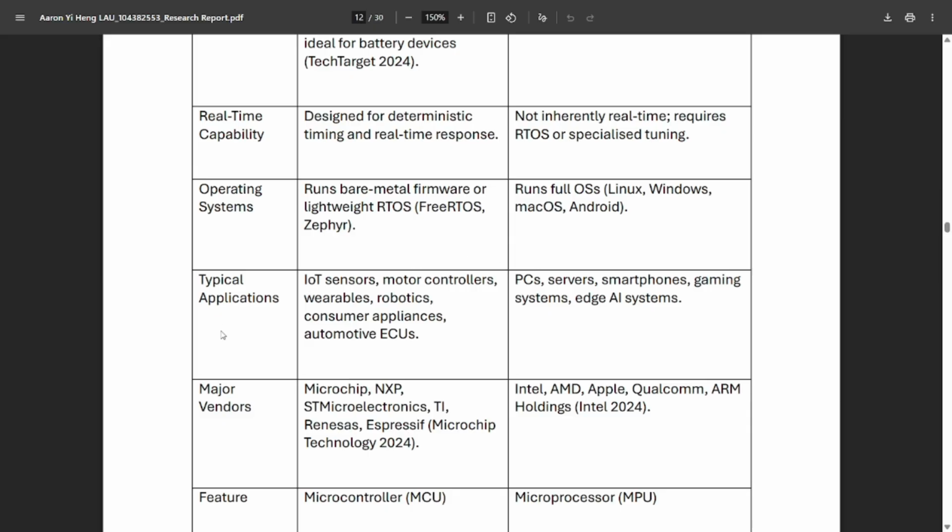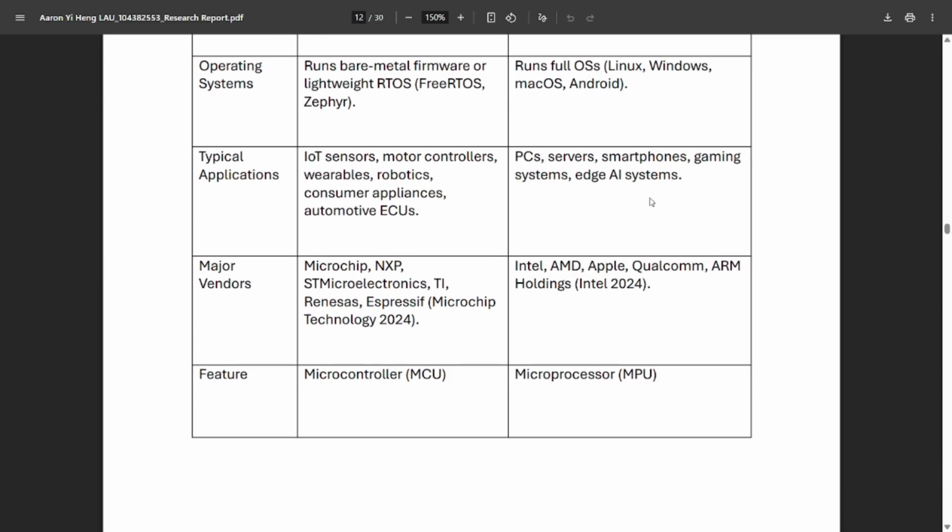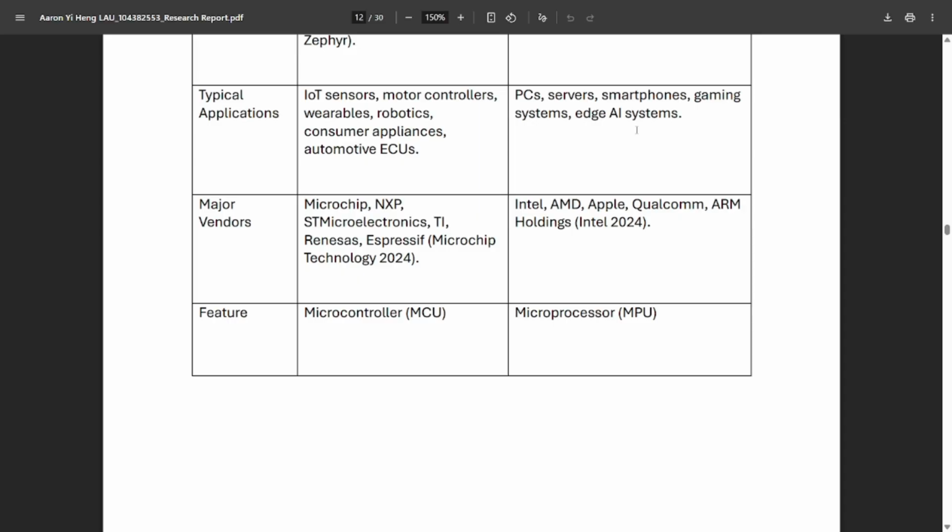For the next point, applications. MCUs appear in IoT sensors, motor drivers, robotics, wearables, smart home devices, and automotive ECUs. They excel in control, sensing, and low-power applications. MPUs are used in PCs, servers, smartphones, gaming consoles, edge AI systems, and any environment requiring high computational power.